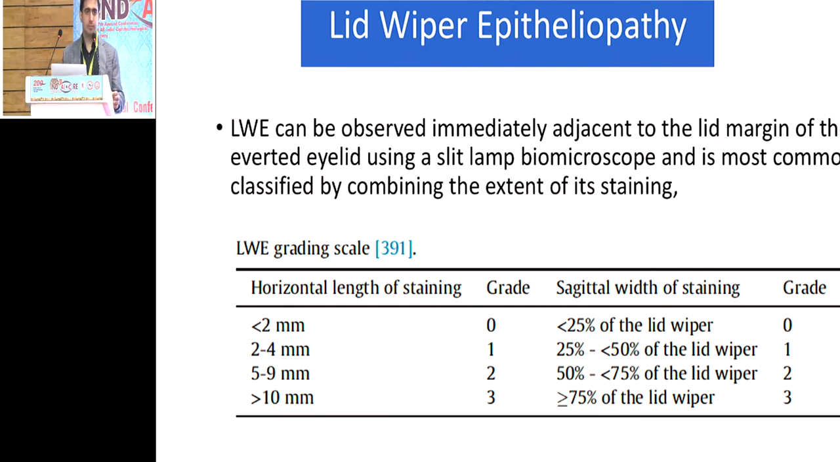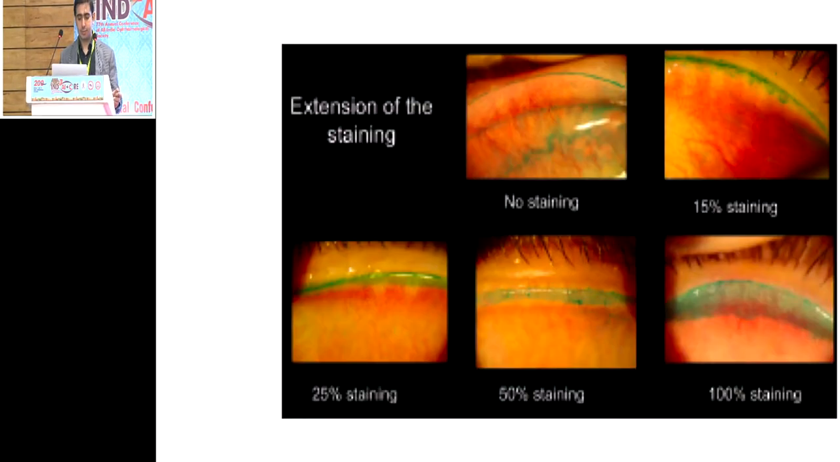Now, lid wiper epitheliopathy. The conjunctiva at the lid margin is very important in spreading the tear film, and therefore it is very important to analyze this. You do it by staining, and then look at the amount of staining of the lid margin epithelium. Horizontal length of staining less than 2 millimeters is grade 0, 2 to 4 millimeters is grade 1, 5 to 9 is grade 2, and greater than 10 is grade 3. You can see the diagrammatic image of the same over here.